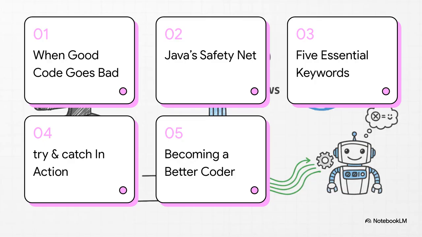So, here's the game plan. First, we'll look at how perfectly good code can suddenly break. Then, we'll dig into Java's built-in safety net for these moments. After that, we'll get our hands on the 5 essential keywords you need in your toolkit. We'll put them to work in a real example. And finally, we'll talk about why knowing this stuff really levels up your coding game.